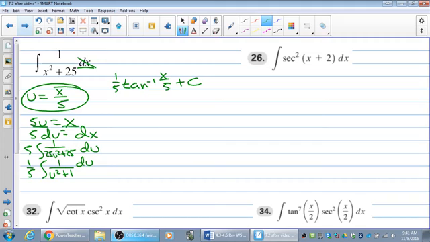Go ahead. Am I dumb, or when you pulled the 5 out of the denominator, would it not go to like 5 over 5 over 25? We're factoring out 25. 5?